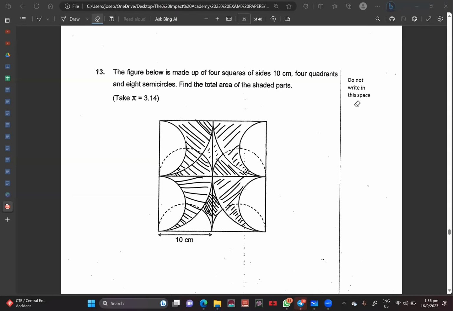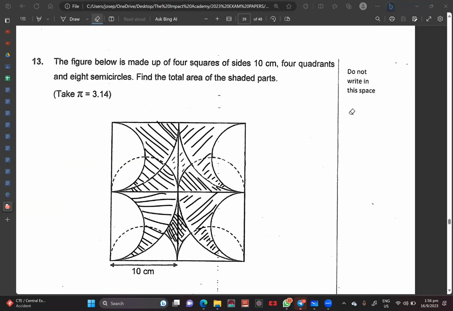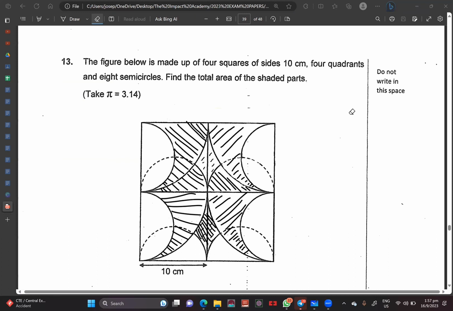Hi everyone, today we are looking at a question like this. Now this really requires you to visualize it. As you can see over here, there are some errors with the printing. So I want you to take note that this is not shaded. Now the question wants us to find the total area of the shaded parts.